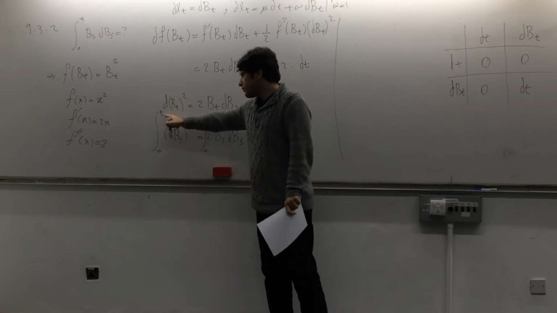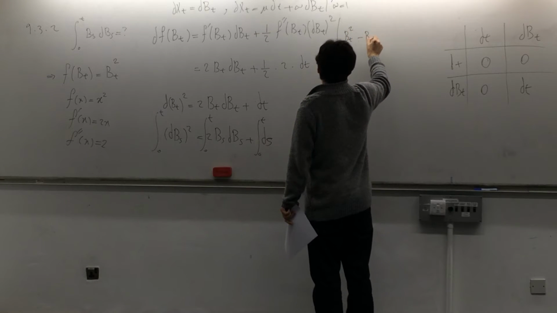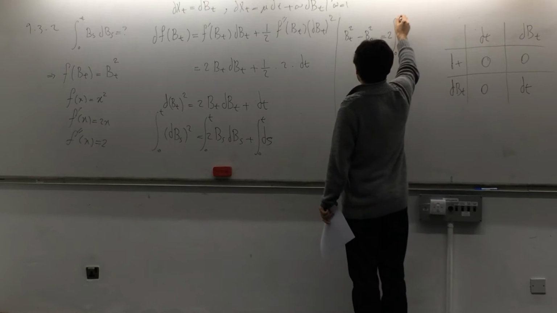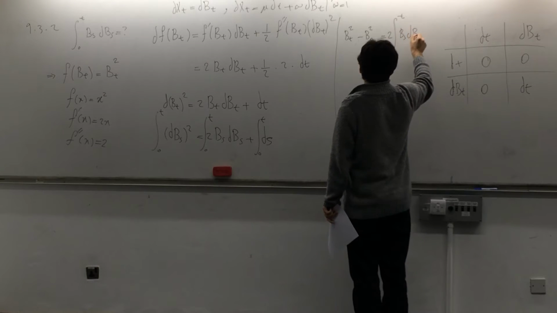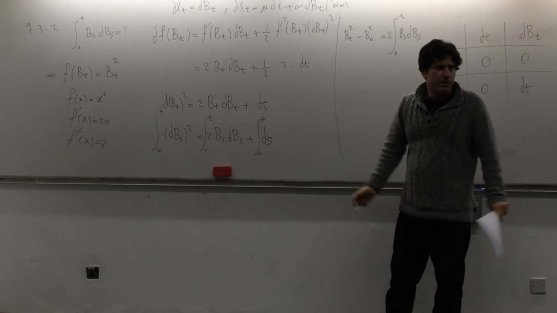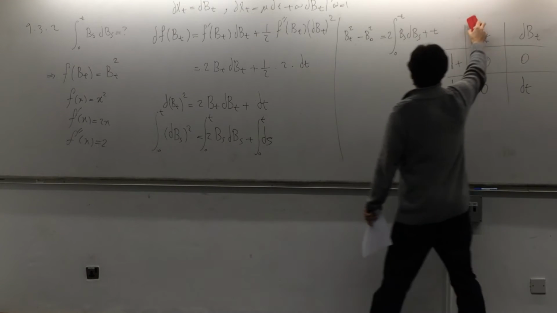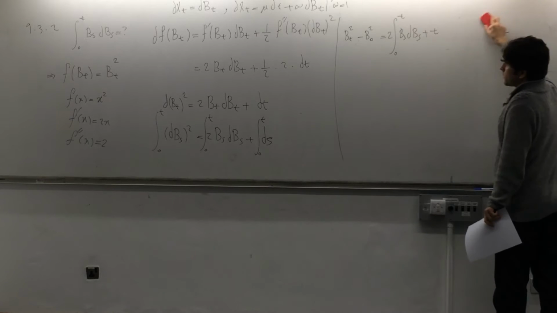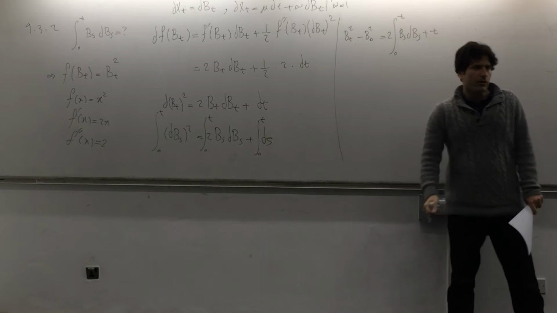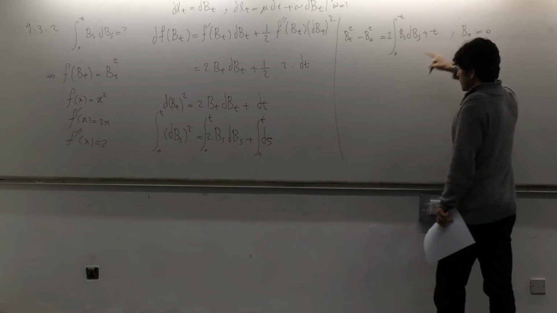Now the integral from 0 to t of d(B_s squared) is B_t squared minus B_0 squared, equal to 2, where 2 is a constant, times the integral from 0 to t of B_s dB_s, and the integral from 0 to t of ds is t. Plus... B_0 squared is 0, because by definition of Brownian motion we start from 0. And we know that B_0 is also 0, so this term is gone.